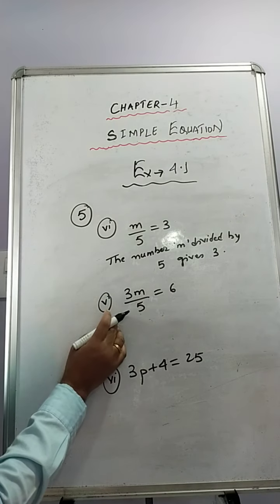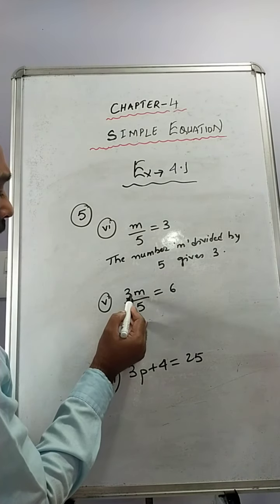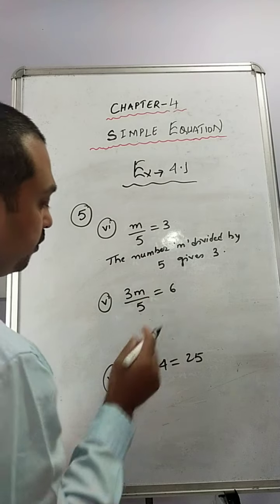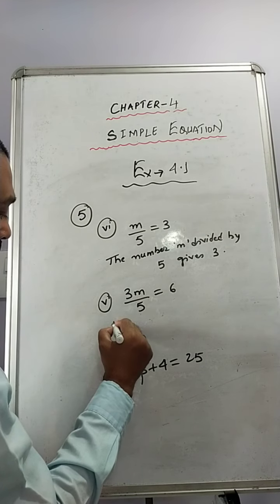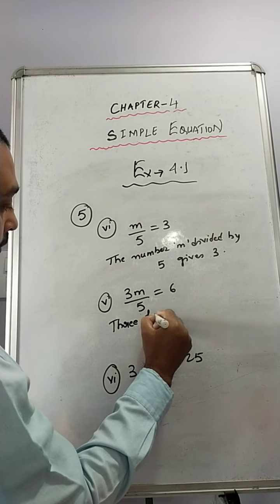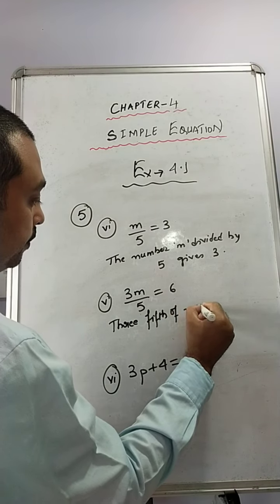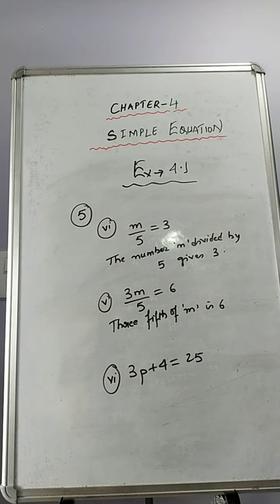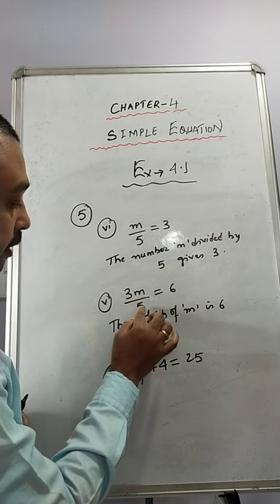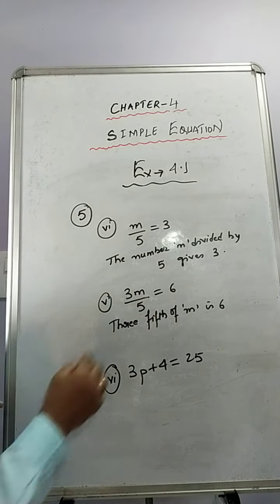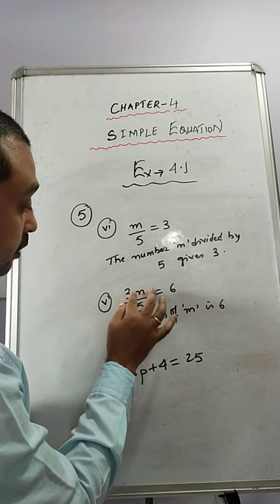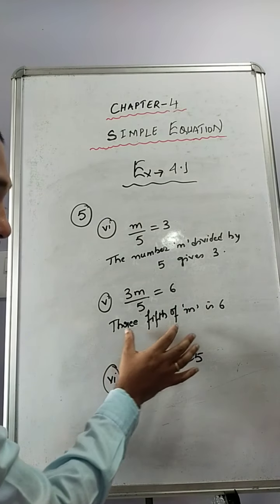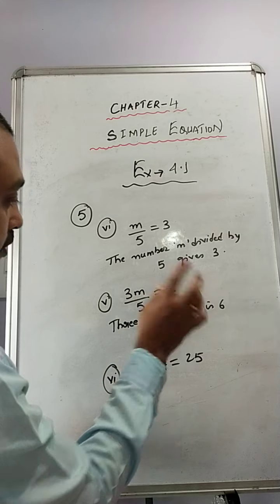Now how to write this number? You can write it in many ways. That is, 3 times m when divided by 5, it will give 6. Or else there is another way of writing this: 3/5 of m. 3 by 5 of m is 6. A shortcut way of writing. Fine. Or you can write the product of 3m when divided by 5 gives 6. This is also right. Or the product of 3m when divided by 5 is equal to 6. It's the same only. Or else you can write this statement also: 3/5 of m is equal to 6.